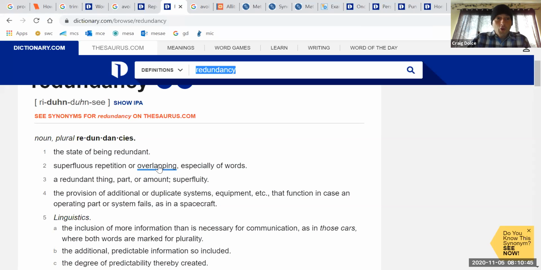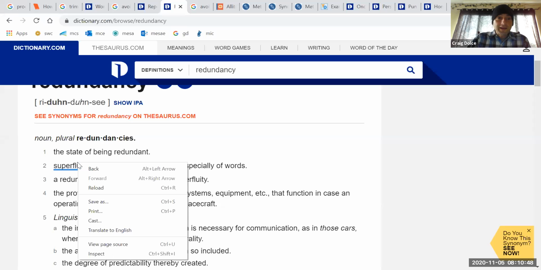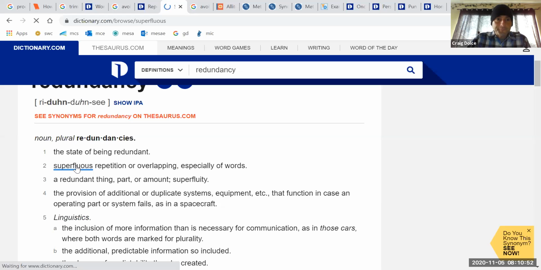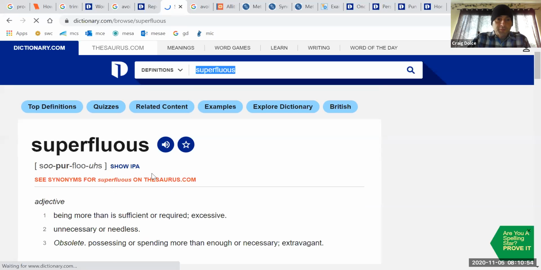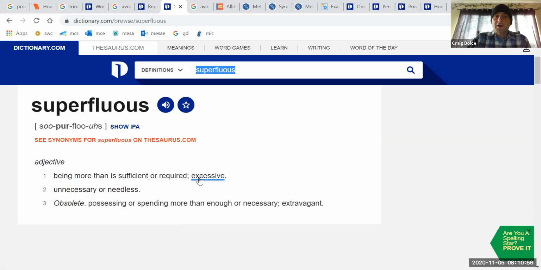Now, again, you know how I feel about the dictionary, right? You may not know what superfluous means, so let's check that one out, right? Superfluous means being more than is sufficient or required, excessive. And superfluous relates to wordiness and redundancy, right?